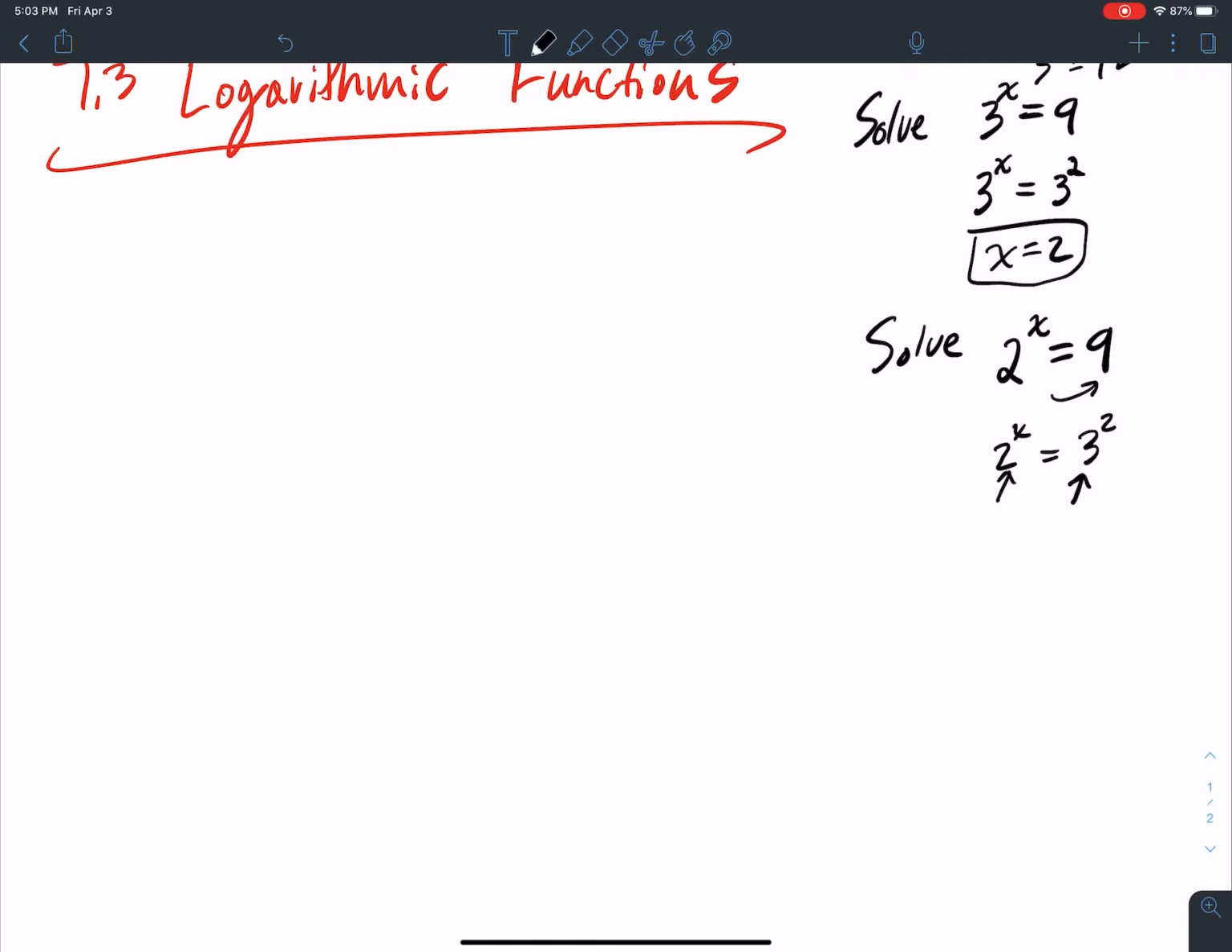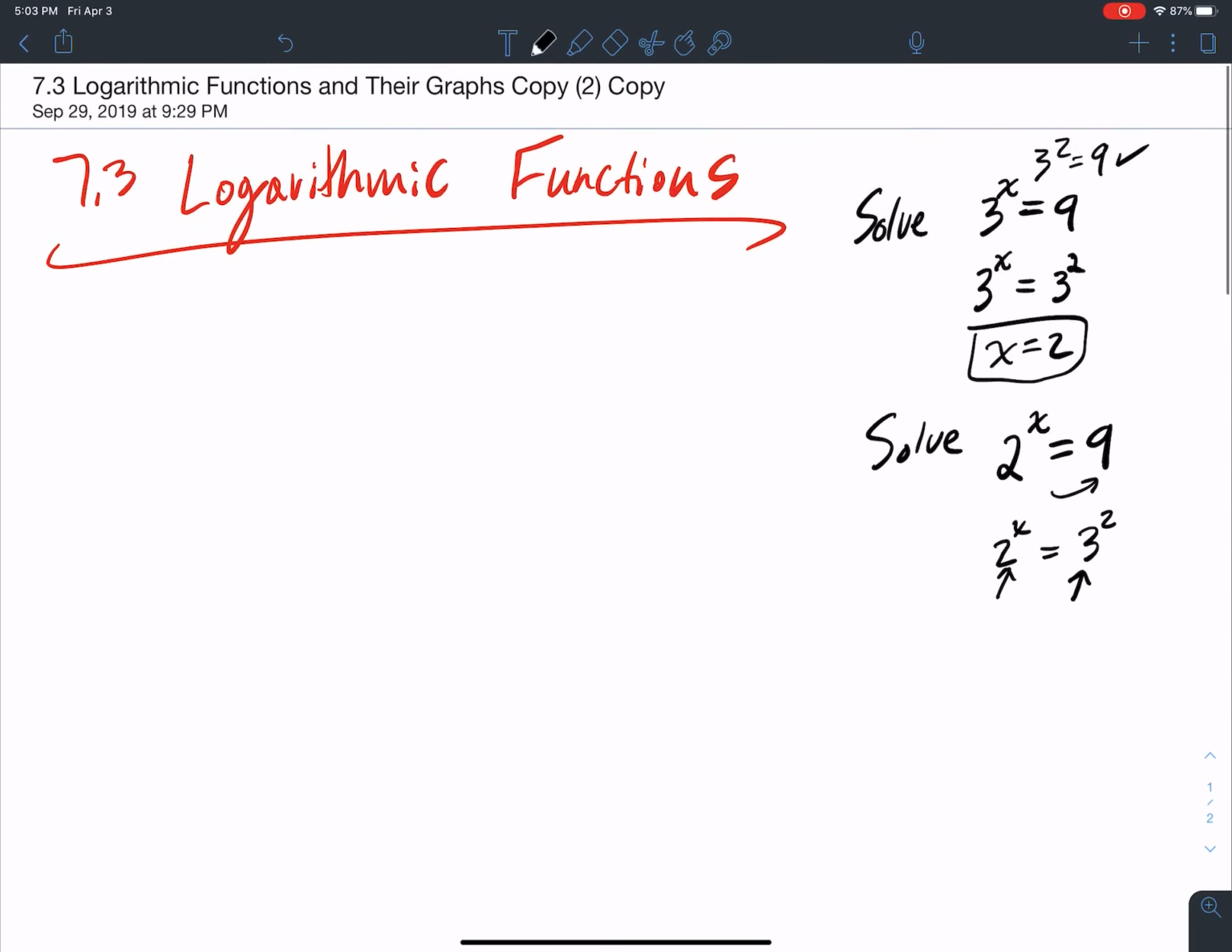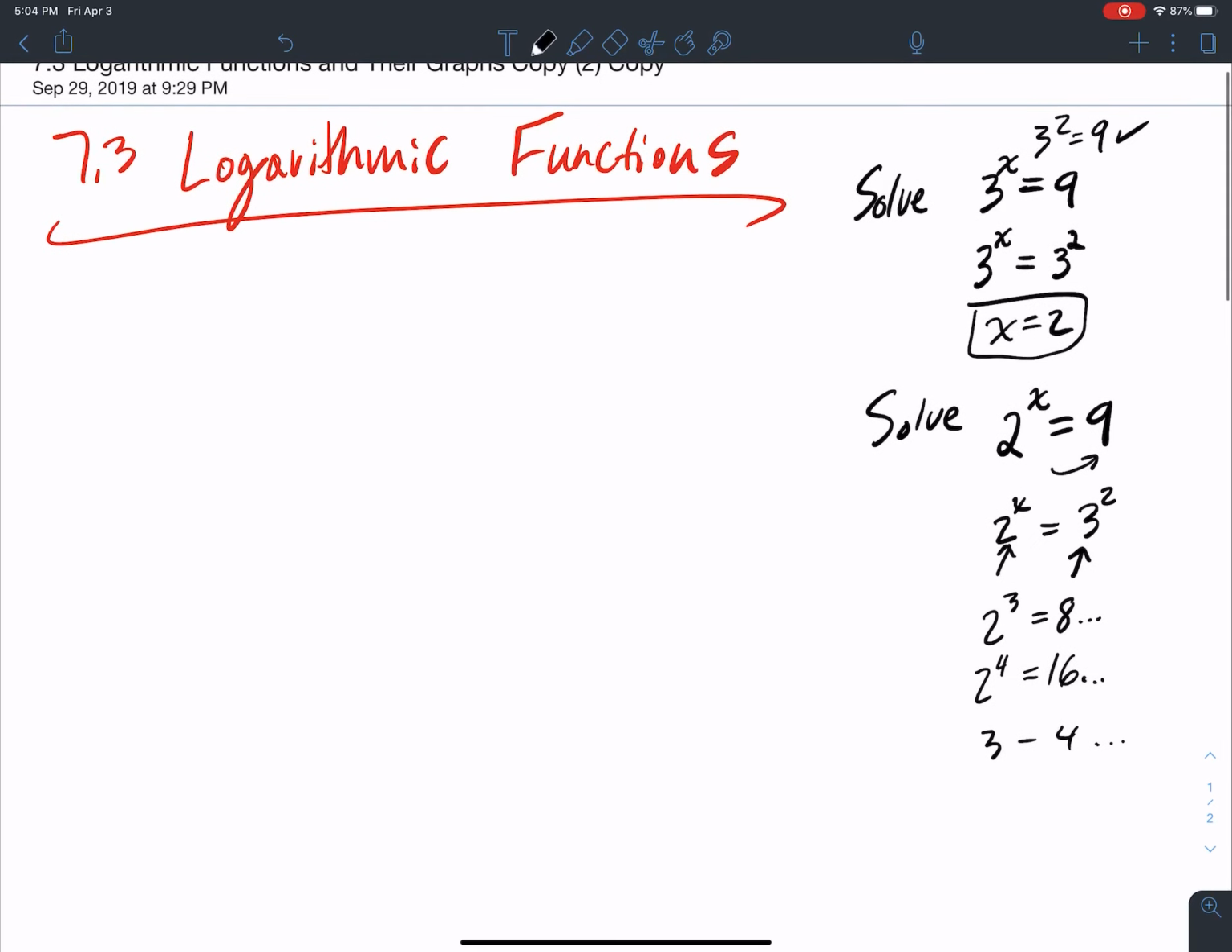I could try to approximate this. If I put 2 cubed, what's that give me? That gives me 8. That's close, but it's not big enough. If I put 2 to the 4th, I get 16, and that's way too big. So it's somewhere between 3 and 4. Maybe you can approximate and play that game.